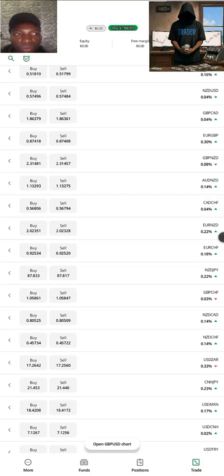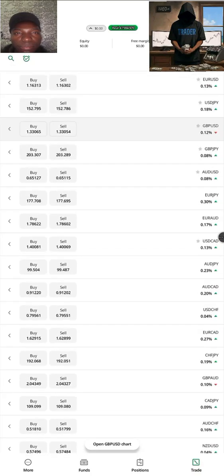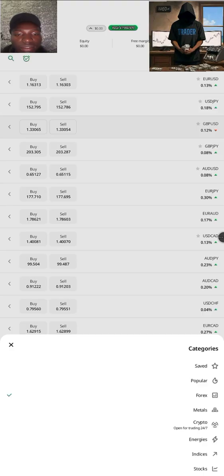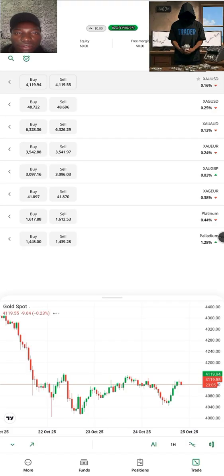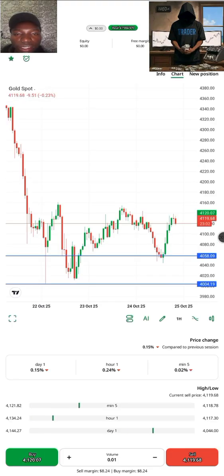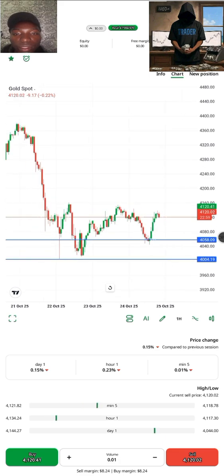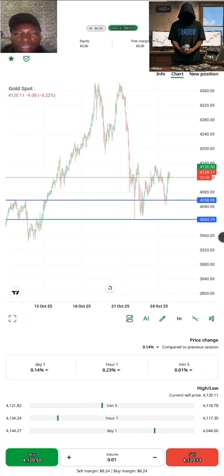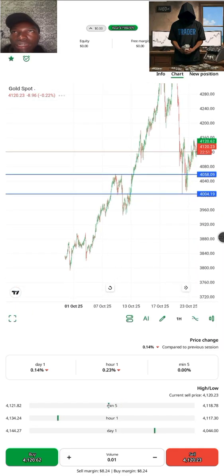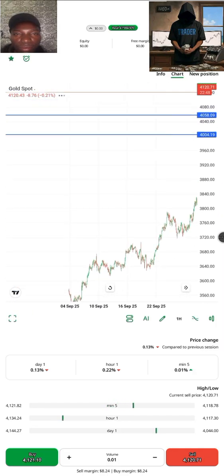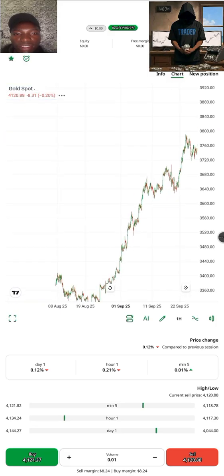Let me just go to metals. The first thing is gold. The biggest is gold, then the second one is silver. The first one is the gold spot. As you can see, gold is good. It is $8.25. When you have $8 in Kenyan shillings, it's more than 700, if I'm not wrong, so that you can just trade gold.